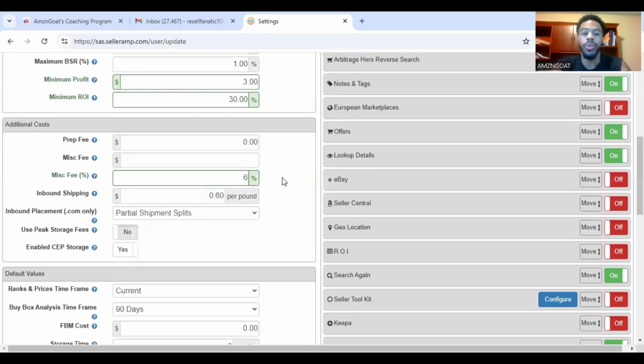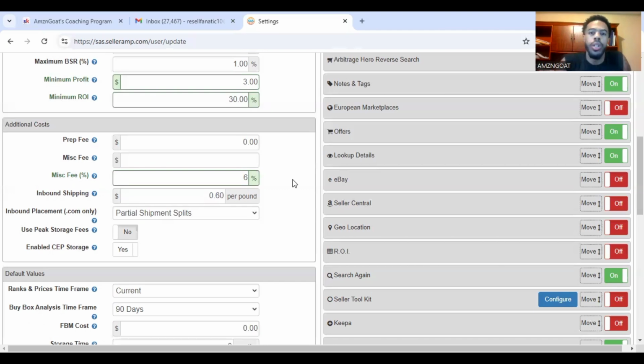If you don't know your state's sales tax, literally just go on Google and type in your state's name, sales tax percentage, and it'll pop up with whatever your state's sales tax percentage is. And that's what you're going to want to put in this miscellaneous fee percentage right here. And when we look at the example, I'll definitely go back over why this is important. But basically, once you save these numbers in, you won't necessarily have to think about the sales tax that you're paying.